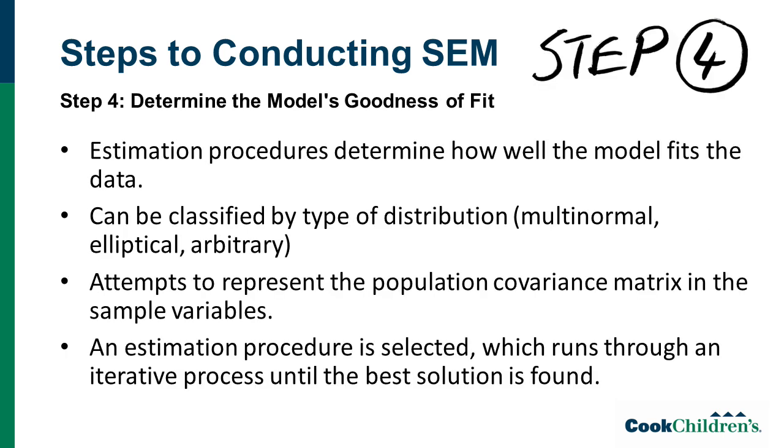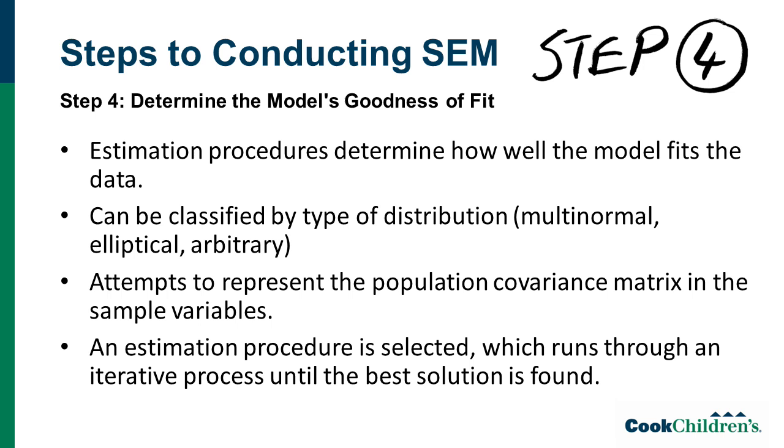After estimating the model, we're going to determine the model's goodness of fit. The estimation procedure determines how well the model fits the data. Fitting the latent variable path model involves minimizing the difference between the sample covariances and the covariances predicted by the model. The estimation can be classified by type of distribution. So maybe it's multinomial, maybe it's elliptical, maybe it's arbitrary, and it attempts to represent the population covariance matrix in the sample variables. So it's going to attempt to represent your population.